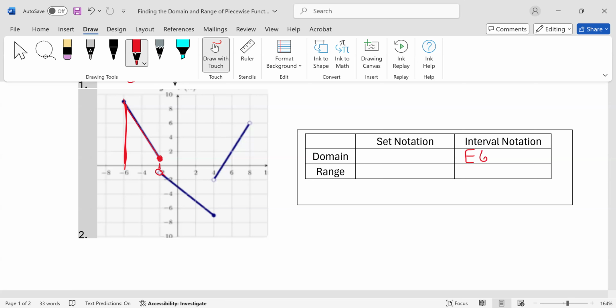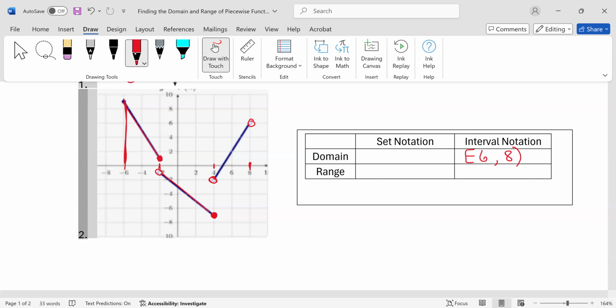Let's keep moving. Okay, at 4, something's happening. There's an open circle at 4 and a closed circle at 4. Because it is still closed at 4, just ignore it. Keep moving. Okay, last thing is at 8. So everyone write an 8. Will I put a parenthesis, a bracket? What do I put? Good, because this is an open circle. That is how you write the domain.